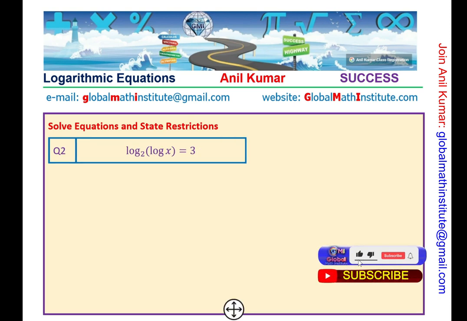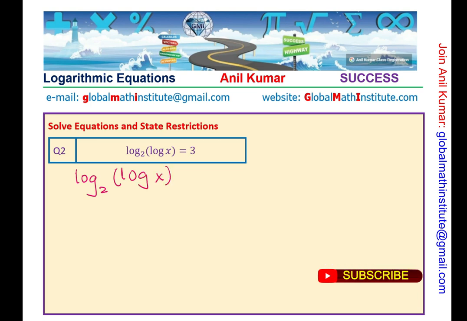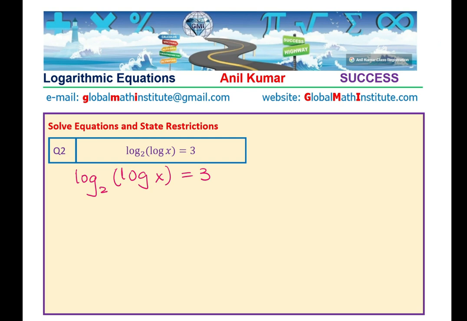So I hope this strategy was absolutely clear. The question here, question number 2, is log to the base 2 of log x. So we have nested logarithms. How do we solve such a question? Well, rewrite this as an exponential function. So we can write this as log of x equals to 2 to the power of 3, which is 8. And log of x is to the base 10, so we get x equals to 10 to the power of 8 as the solution of this particular problem, right?